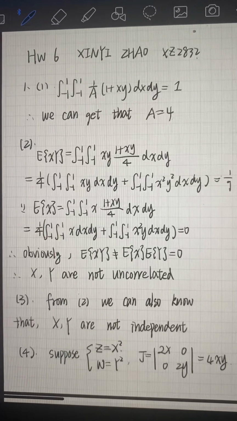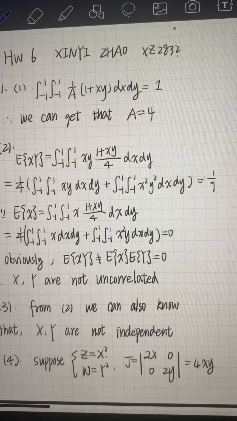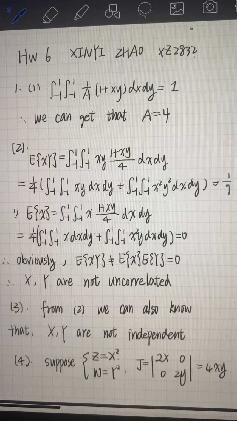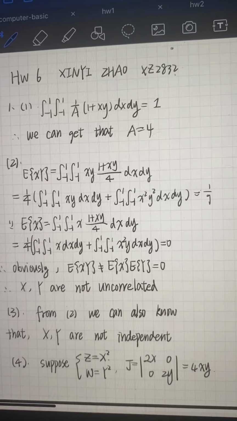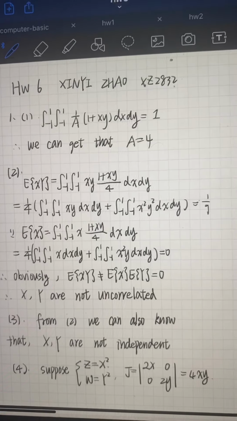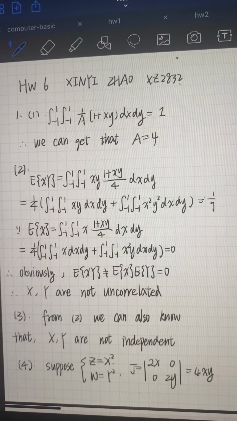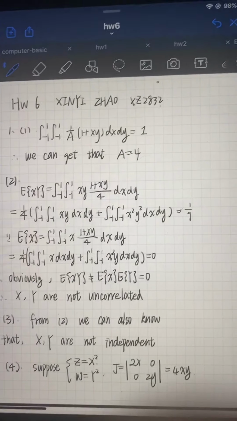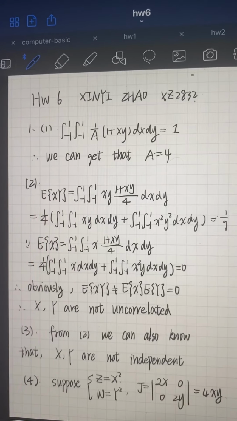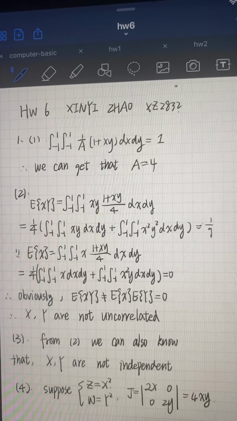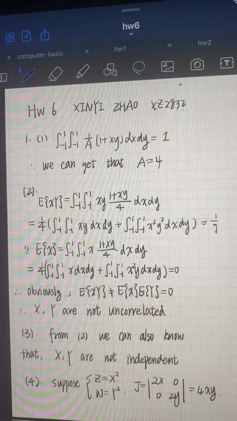Hello everyone, I'm here to introduce how I figure out the first part of question 1 in homework 6. First, let us see the question itself. X and Y have joint density function f(x,y) equals (1 plus xy) divided by A, while the absolute value of x is less than 1 and the absolute value of y is less than 1. We should find A so that the above defined function is a valid joint density function.